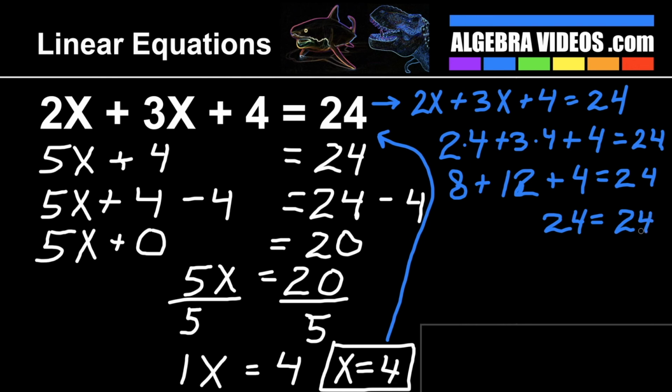Okay, so the left and the right are equal, so that checks out. When we plugged in our x equals 4, that means that the solution of x equals 4 was correct.